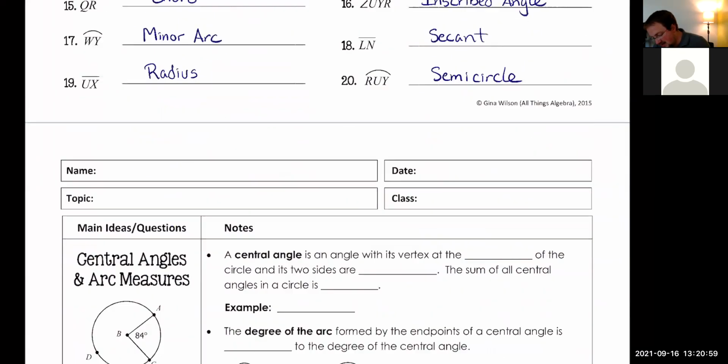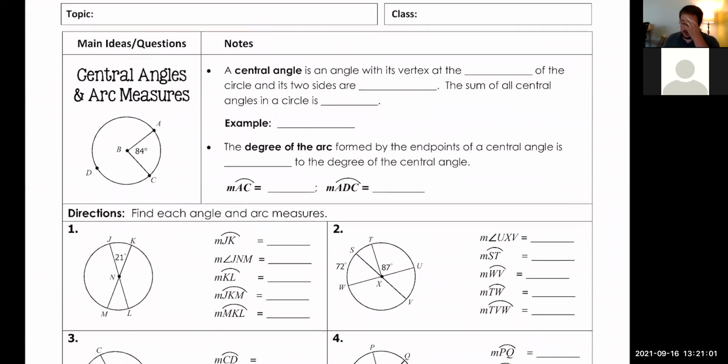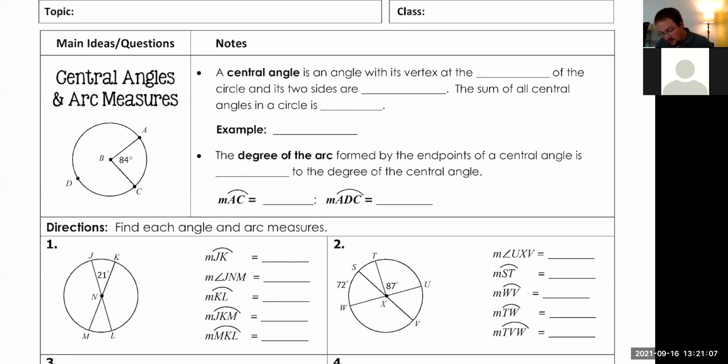Now, time to get into it. Some of these angles and arcs, let's see what we can do with them. So our next section of the notes today is going to focus primarily on central angles and the arc measures tied to those central angles. So it says here that a central angle is an angle with its vertex at the center. Shouldn't surprise us. We defined that not too long ago. The center of the circle and its two sides are radii.